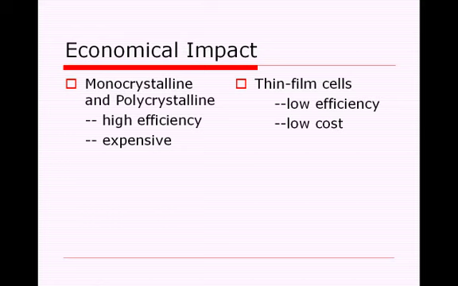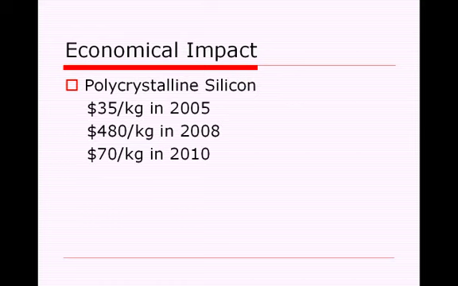For the economical impact, there are two major types of PV technology. The silicon-based PV technology, for example, the monocrystalline and the polycrystalline, are expensive, but they have high efficiency. On the other hand, the thin film cells are cheaper compared to the silicon-based technology, but they have low efficiency.